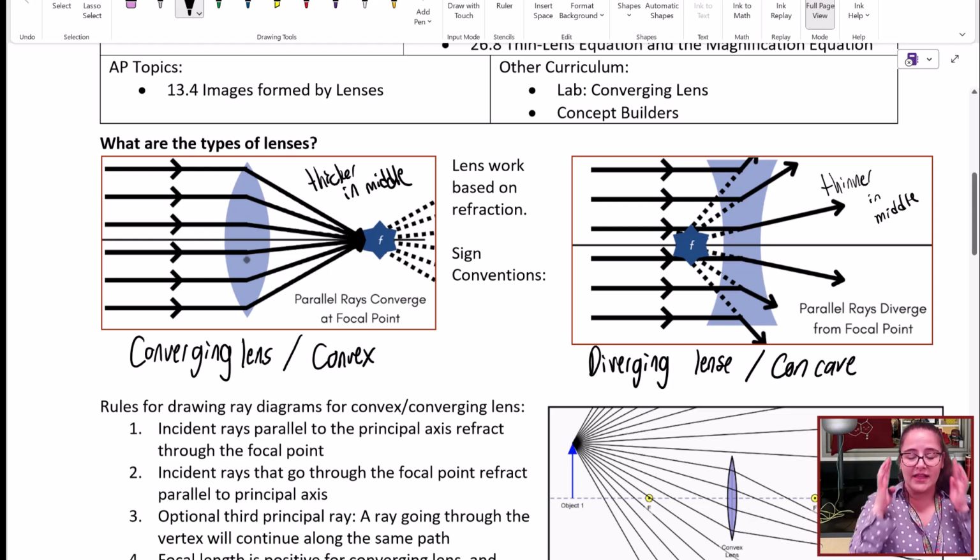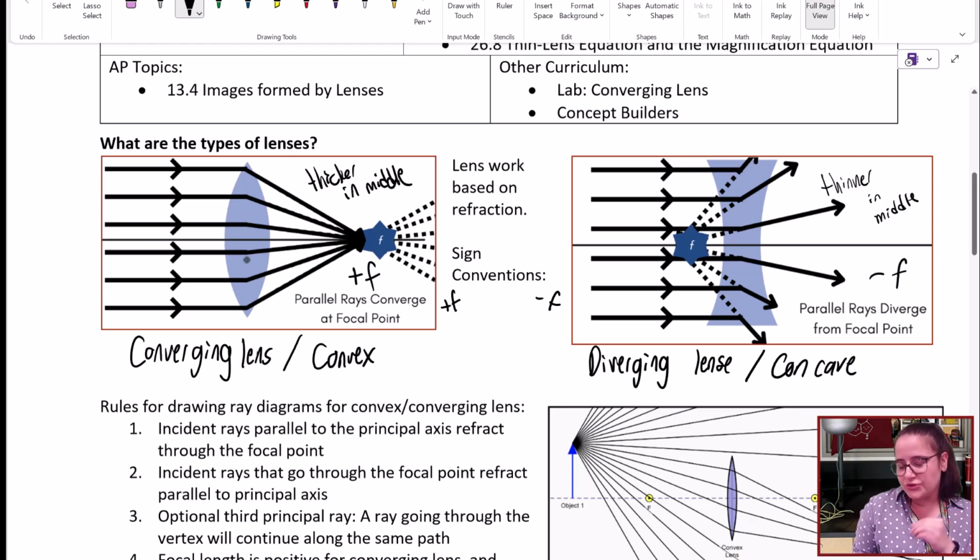Now, just like our mirrors, we have sign conventions for these. For converging lenses, they will have a positive focal length, just like converging mirrors. And for diverging lenses, they will have a negative focal length, just like diverging mirrors. So again, positive f for converging and negative f for diverging.